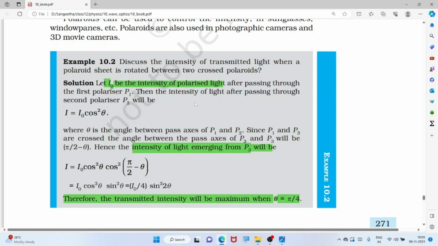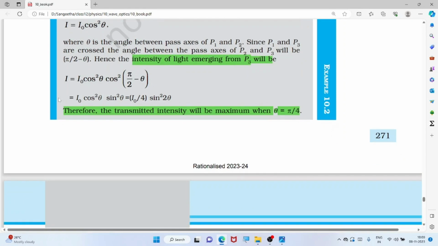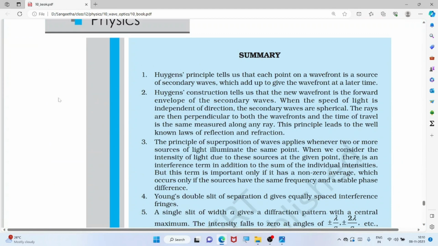Let I naught be the intensity of the polarized light after passing through the first Polaroid. Then the intensity after passing through the second is as per Malus's law, where theta is the angle between the first and second Polaroid. When theta is the angle between them, the crossed angle will be pi by 2 minus theta, hence the intensity of the light is as follows. This is the summary.